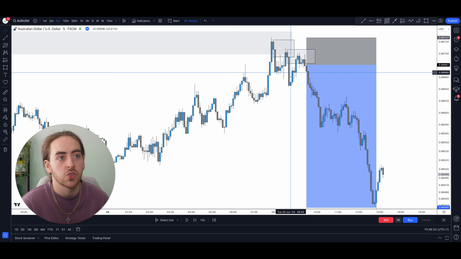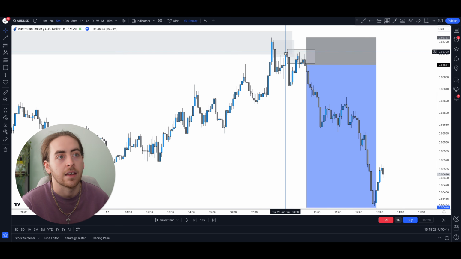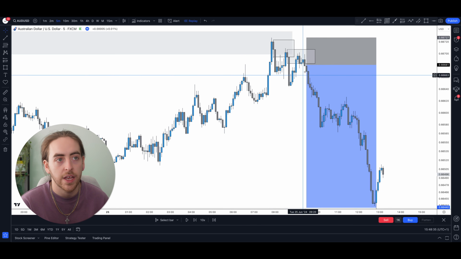Then we have once again a slower, choppier, more grinding upward move, which capped out once again at the indecision candle there, being the kind of supply zone. Now my actual entry was taken just after the close of this candle.